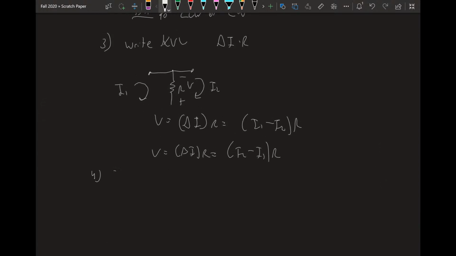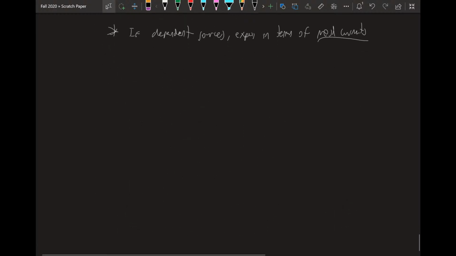Then step 4, solve the system using whatever you want. And then like before, as an addendum, if dependent sources exist, and hope they don't, express them in terms of mesh currents, and then solve as normal. Okay, let's do an example. Both examples are pretty easy for this one, but okay.